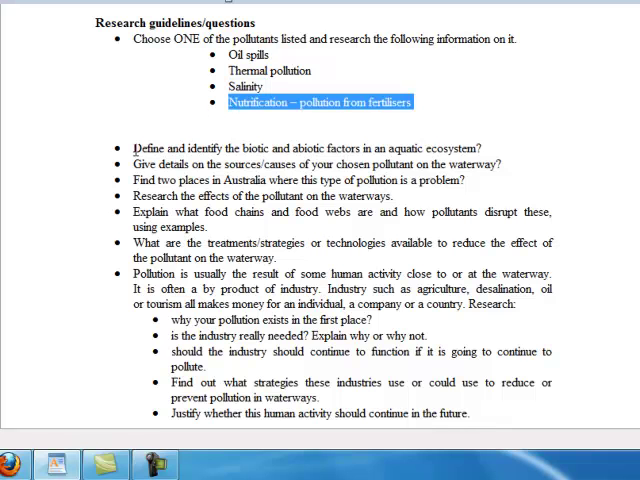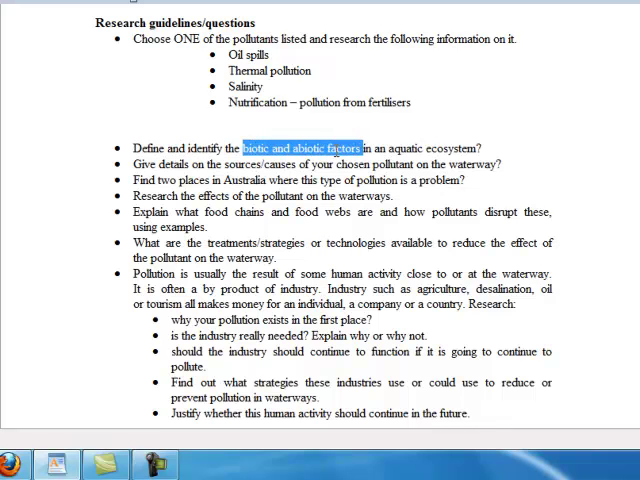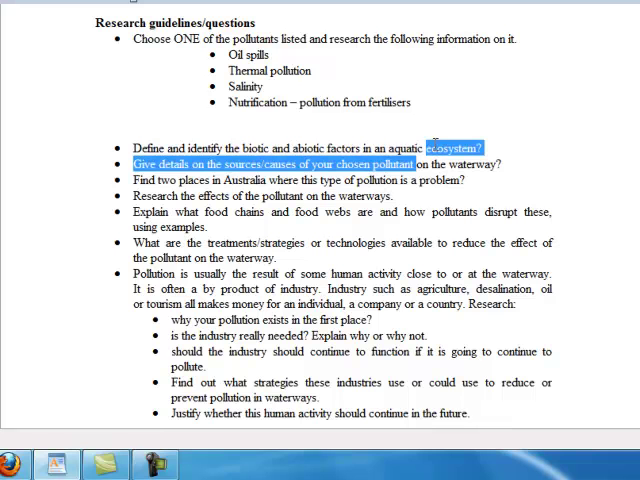So first thing you need to do is define. So go to your dictionary, find out what the word define means. And then you need to identify. Again, go to your dictionary, find out what the word identify means. Biotic and abiotic factors. Again, if you don't know what these words mean, you've got to look them up. Biotic and abiotic, you can check out dictionary.com to help you with that, in the aquatic ecosystem.